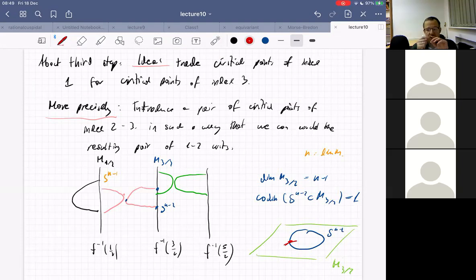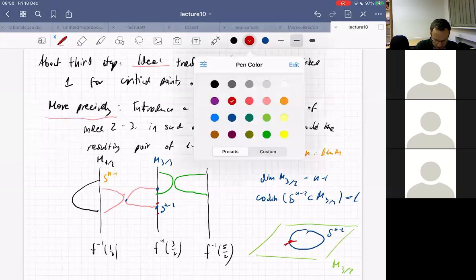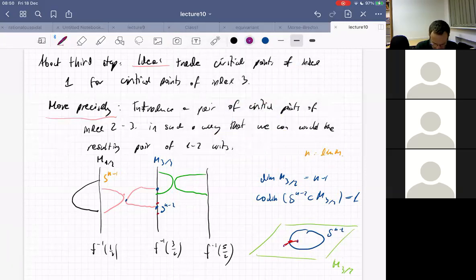Index 2 critical points have a stable manifold that is a sphere that intersects the level set as a circle, S1. So we need to complete this arc in such a way that it doesn't intersect any of the stable manifolds of the critical points. We have two points over here, which are endpoints. Maybe these points should be magenta.